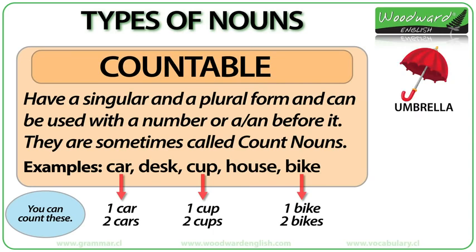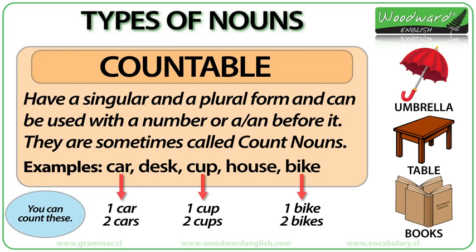Let's look at the pictures. Umbrella is a countable noun because you can say 1, 2, 3, or 1,000 umbrellas. It is possible to count them. Table is also a countable noun because we can count them. Books is a countable noun in its plural form. You normally add the letter S to make a countable noun plural. 1 book, 2 books.